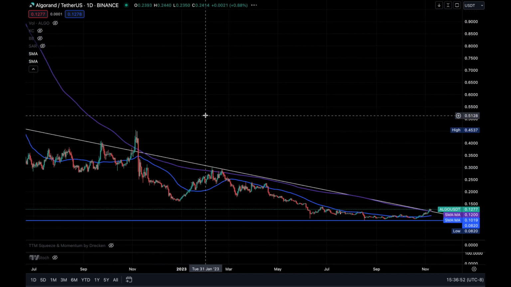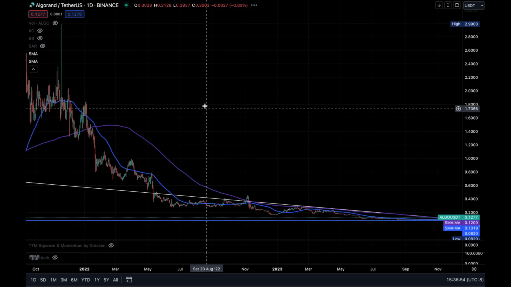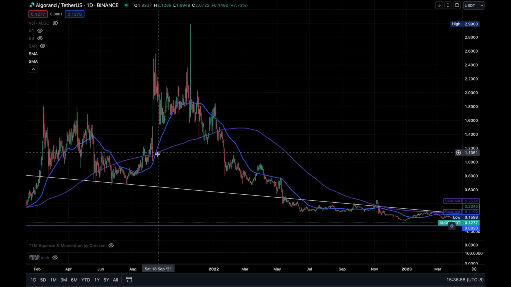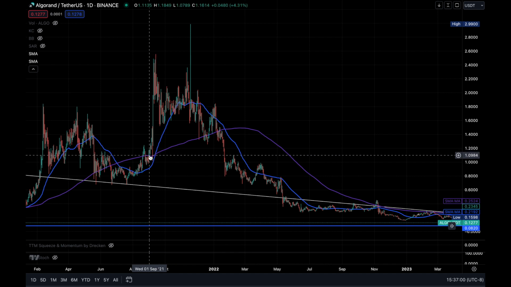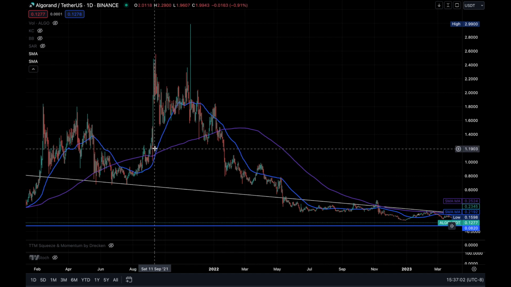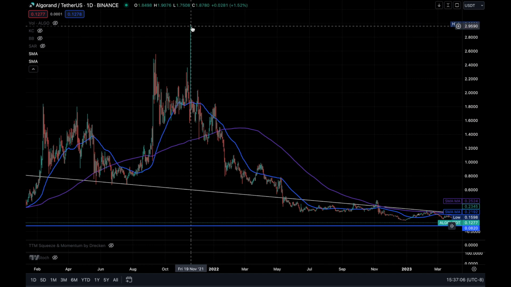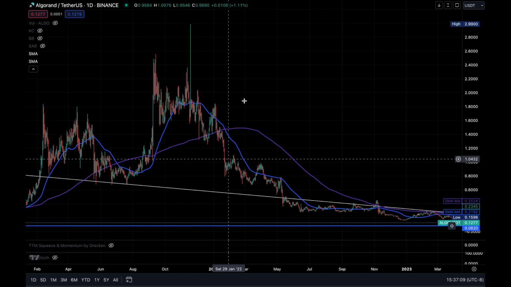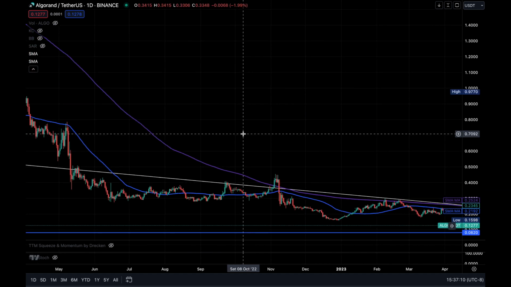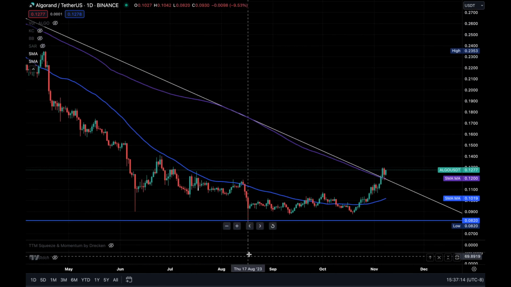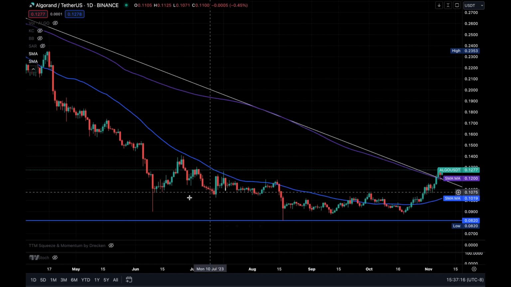So if we go back a little bit further, the last time Algorand was over the 50 moving average as well as the 200 was in September of 2021. And we definitely saw the price spike all the way up to $2.95. And ever since then, it's been on the downtrend, right? So let me go back to our current time.